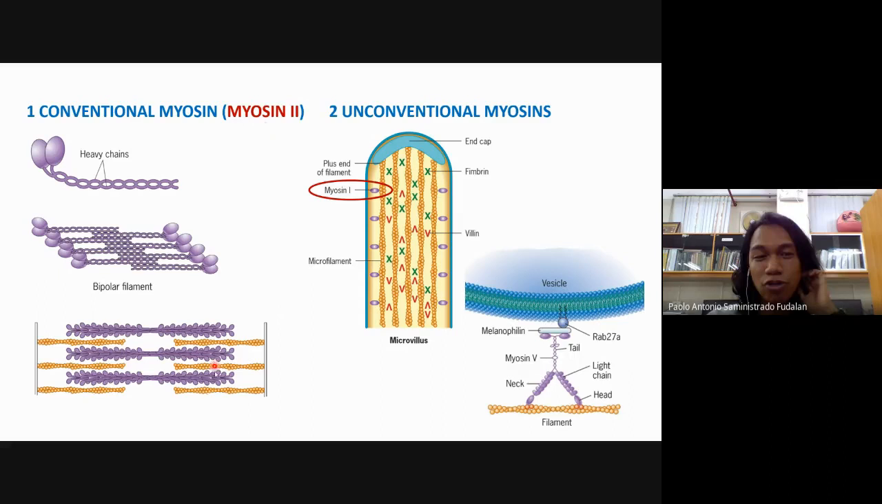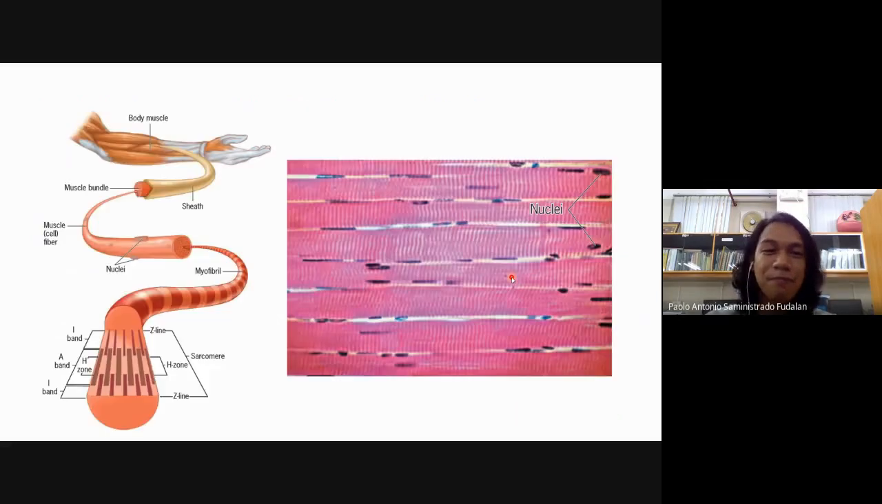So this is the most common type of myosin, and there are also unconventional myosins. Here, myosin 1 is used to attach the actins to the surface of this microvillus. And here we have myosins 5 and 6 that have similar functions to kinesins and dyneins, respectively.